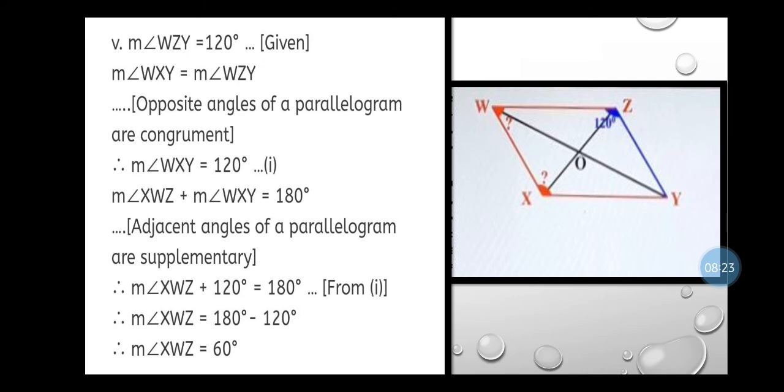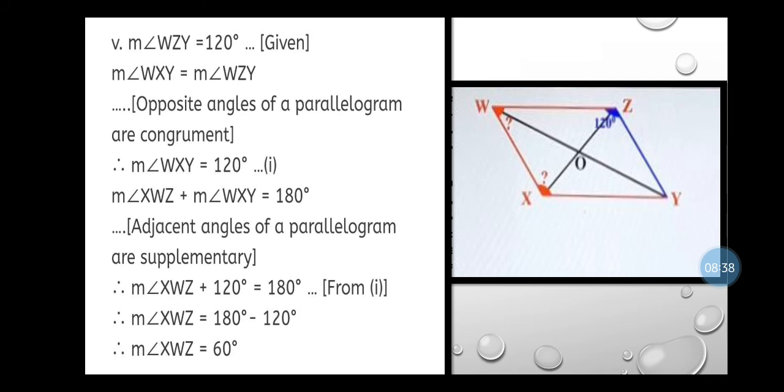Now subtracting 120 from both sides, we get measure angle XWZ is equal to 180 minus 120. That is equal to 60 degrees. Therefore, measure angle XWZ is equal to 60 degrees.